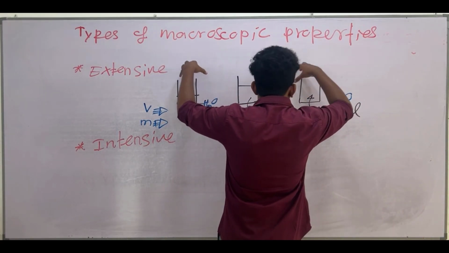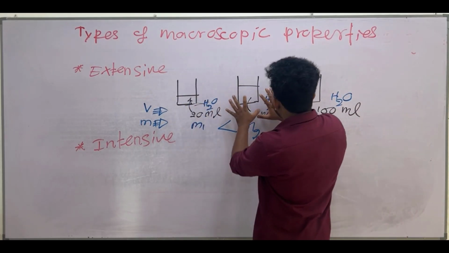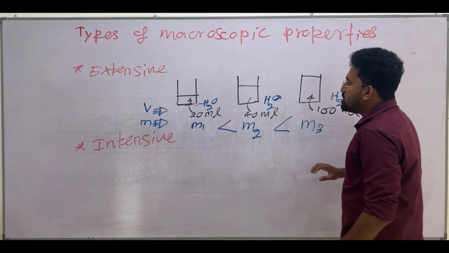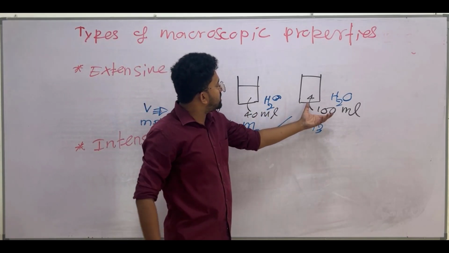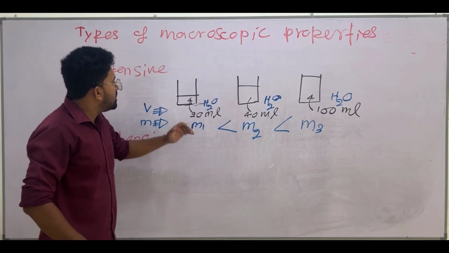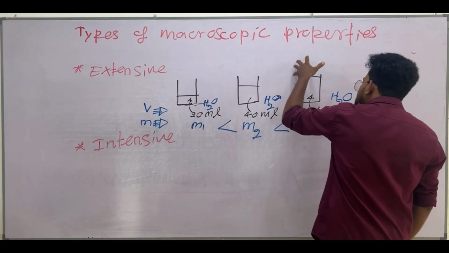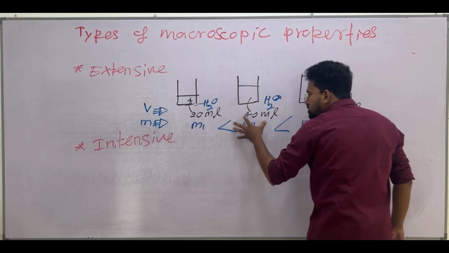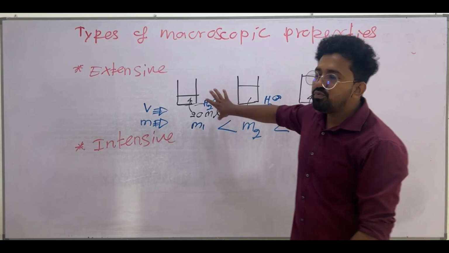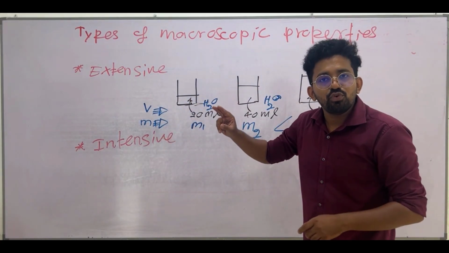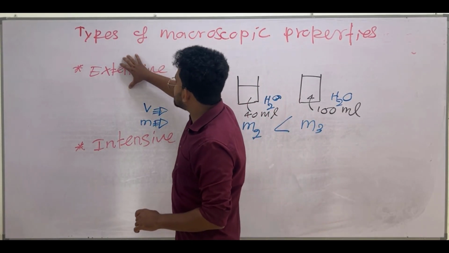Now our matter is water. So we put here 20, 40, 100. If we measure, the mass is different. When the amount of the matter changes, the mass changes. When the amount of the matter changes, the volume changes. Therefore, volume and mass are also extensive properties.